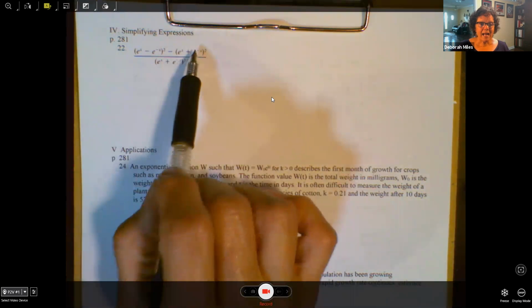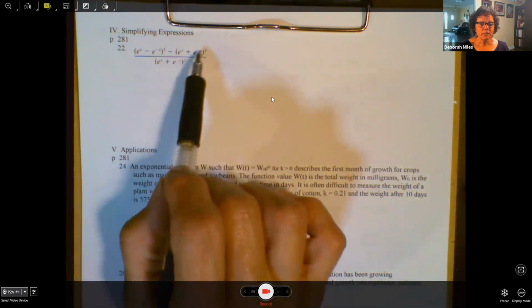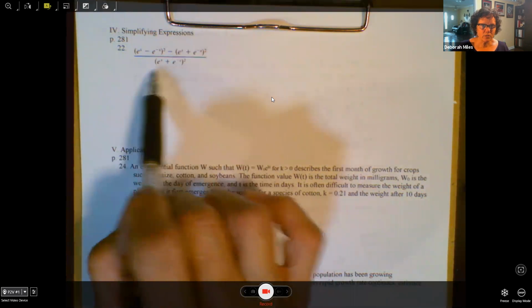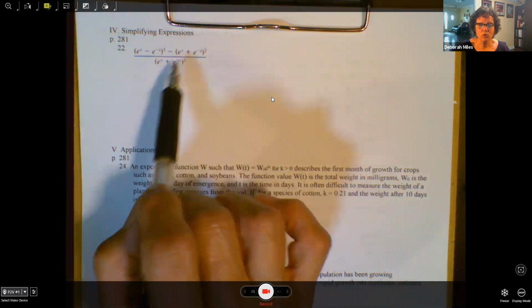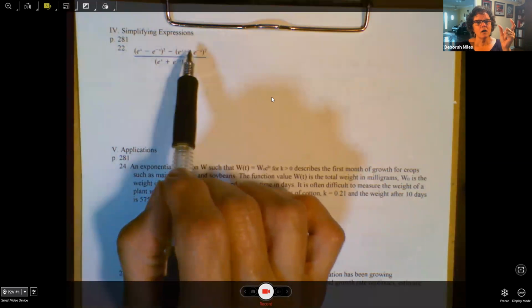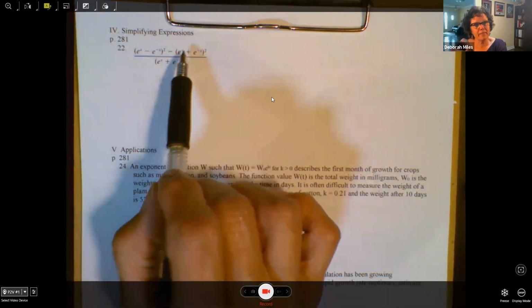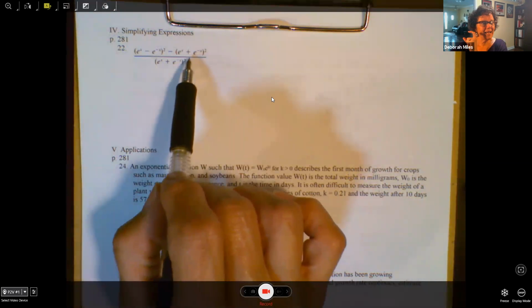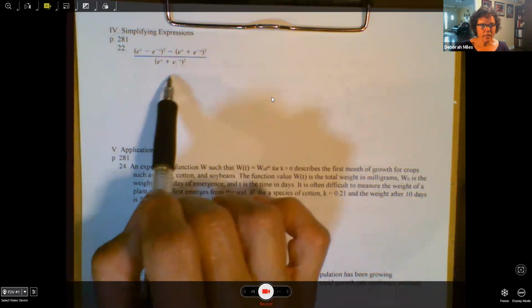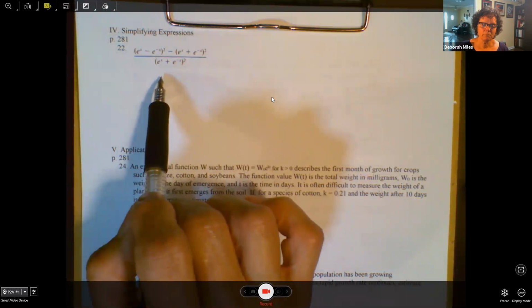In this problem, I cannot cancel this factor in the numerator, or excuse me, this in the numerator with this denominator. Even though they're identical, this is a term. It's held together by parentheses and then squared. So that would be canceling a term or a part of a term. That's as illegal with e's as it is with anything else.